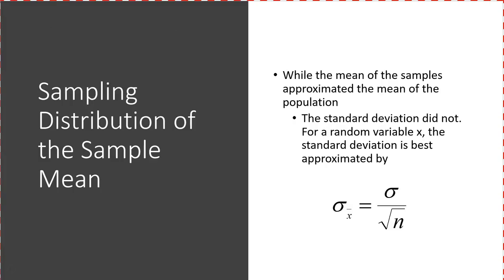Therefore, when we have a random variable, the standard deviation is going to be better approximated by taking the population standard deviation and dividing it by the square root of the sample size. Another thing to keep in mind is that sigma sub x bar is also called the standard error of the mean.